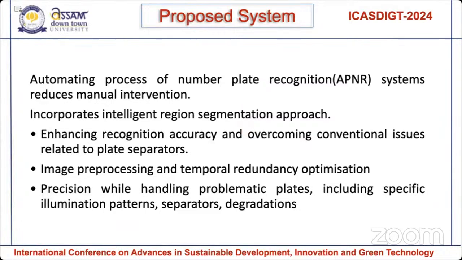Automatic number plate recognition systems automate license plate recognition, reducing manual intervention and human errors. This frees up traffic management personnel for other critical tasks, enhancing operational efficiency.